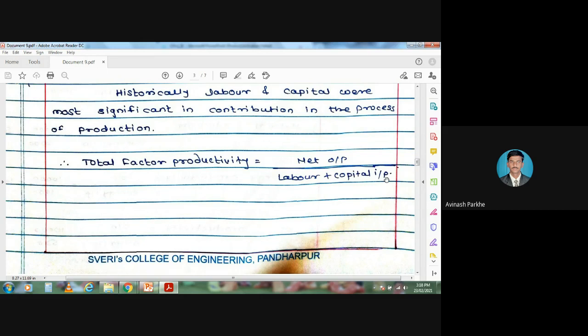But here I am calculating only total factor productivity, which is equal to net output, not total output. There is a difference between the net output and the total output. So total factor productivity is equal to net output upon labor plus capital input. Out of the number of input parameters, labor and capital input play a very important role. Sometimes labor productivity can increase, but capital productivity can decrease.